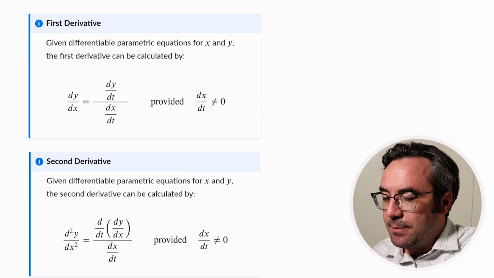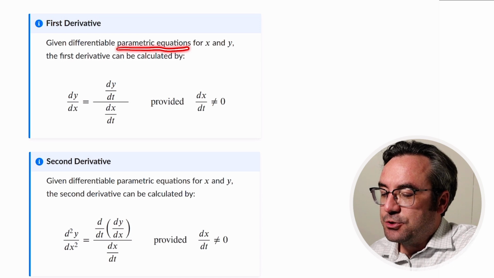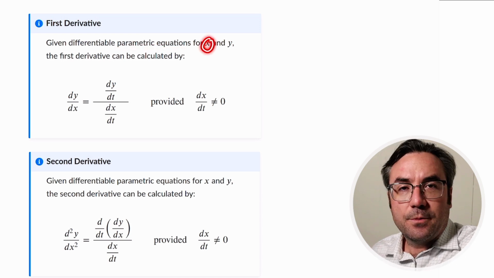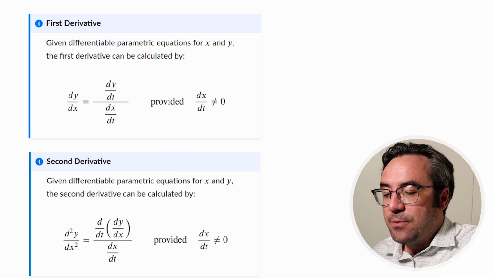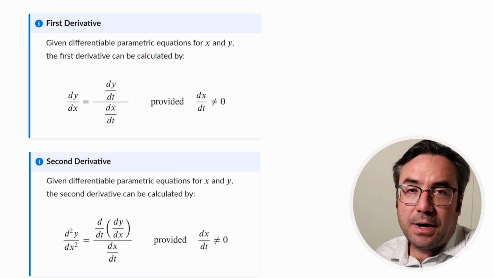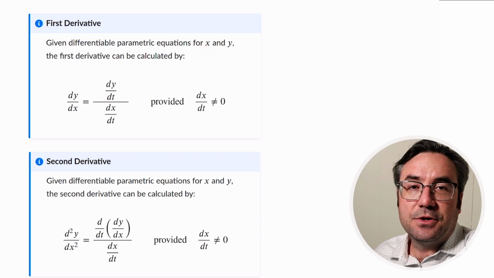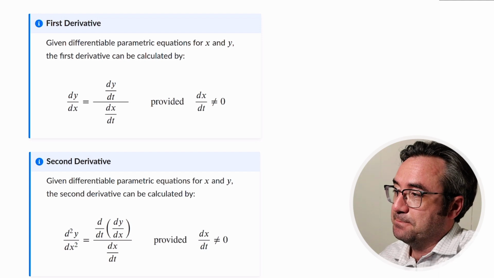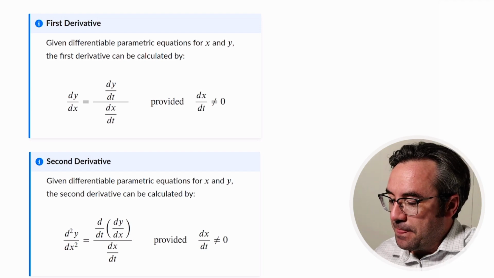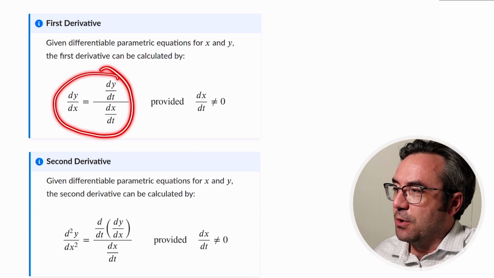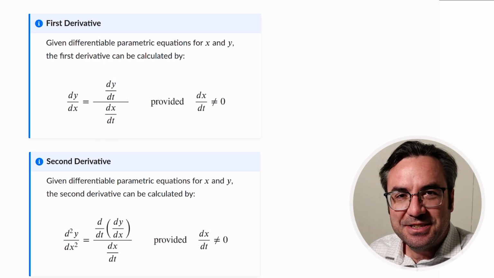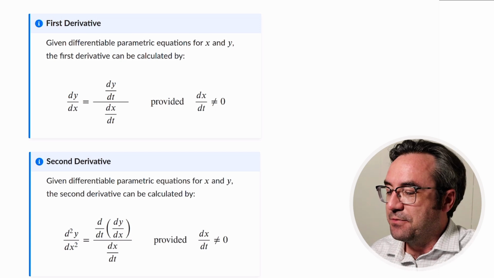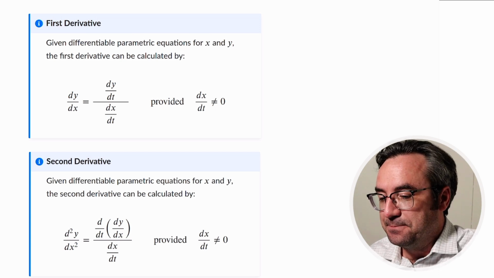Remember, when we're talking about a system of parametric equations, we have one formula for x, and a separate formula for y. So x is written as a function of time, and y is written as a separate function of time. There's a whole lot of derivatives going on here, and it's helpful to keep in mind what all these different derivatives are.